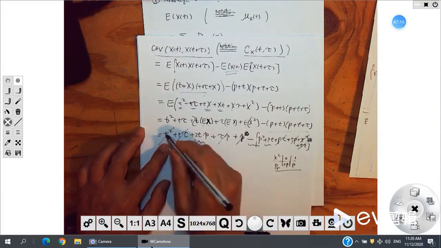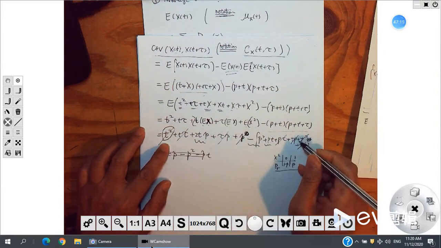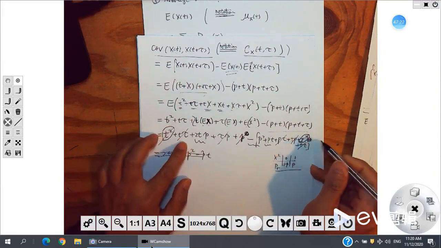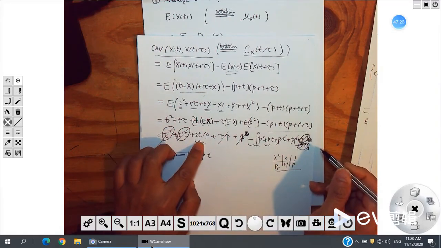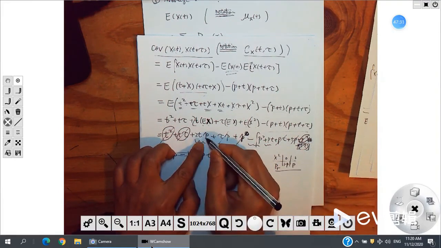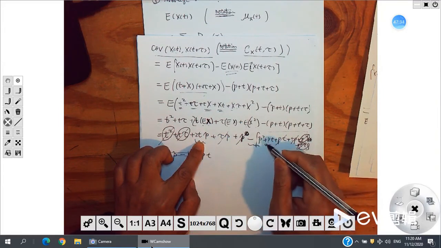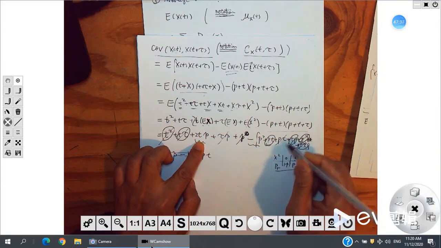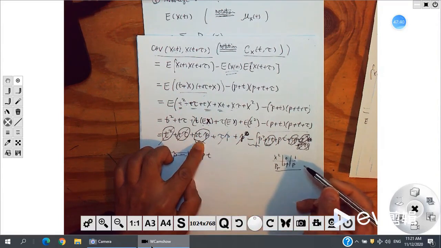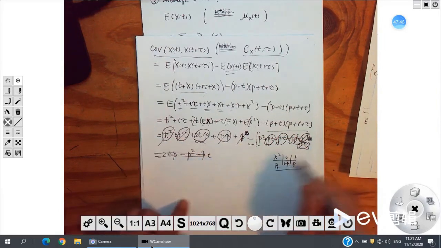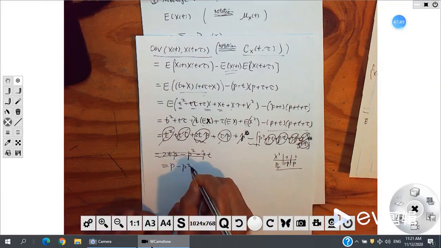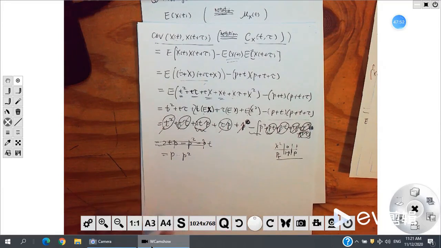This t squared and this t squared, they cancel. Then I have t tau, and this t tau, they cancel. Then I have 2tp, here's a pt, here's another tp, and they cancel. Then the tau p terms cancel. Finally we only have p minus p squared. So the covariance is always a constant, no matter what the t and tau are.